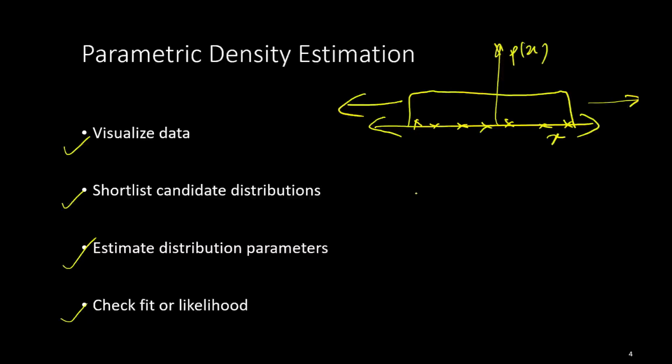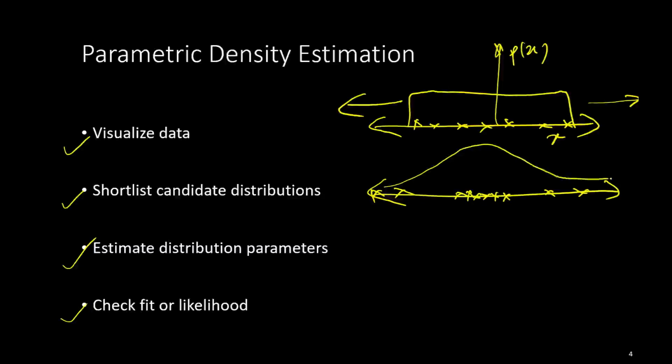On the other hand, if we are given another set of samples and it looks like there are several samples close to a particular value and then fewer and fewer samples as we go further away from that value, then most likely this is going to be a Gaussian distribution. So once we visualize the data, we know what are some candidate distributions. If we have a distribution that is skewed towards one side, then Gaussian may not be the right choice.